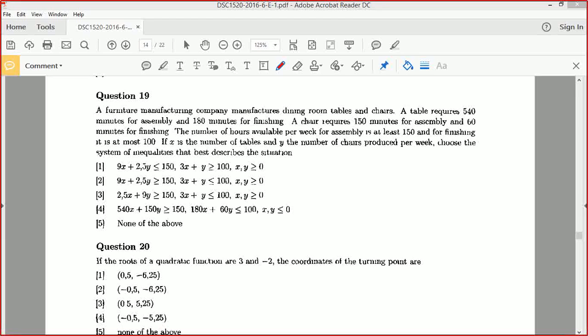What have they given? I guess the hours. Yes, okay, hours, because they tell you how many hours are available for assembly and for finishing. Those are the number of hours available. So we are going to be working in hours. How do you convert minutes to hours? Divide by 60. Good. So which equations are we going to have?